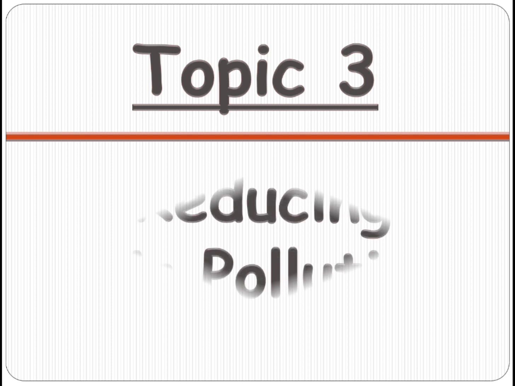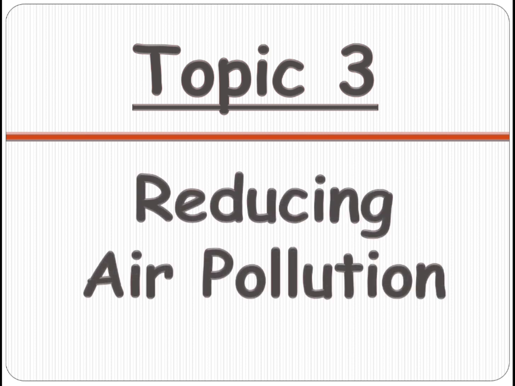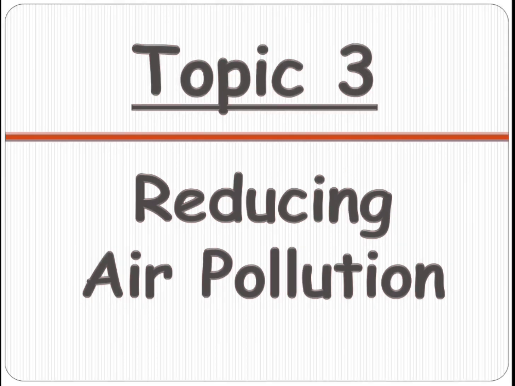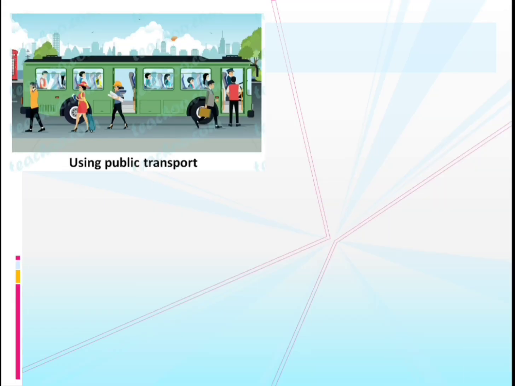Okay, reducing air pollution. Please open your science content book, children, and turn to page number 114. There you can see reducing air pollution. There are some ways where we can reduce the smoke so that the air pollution reduces. So let's see, using public transport.